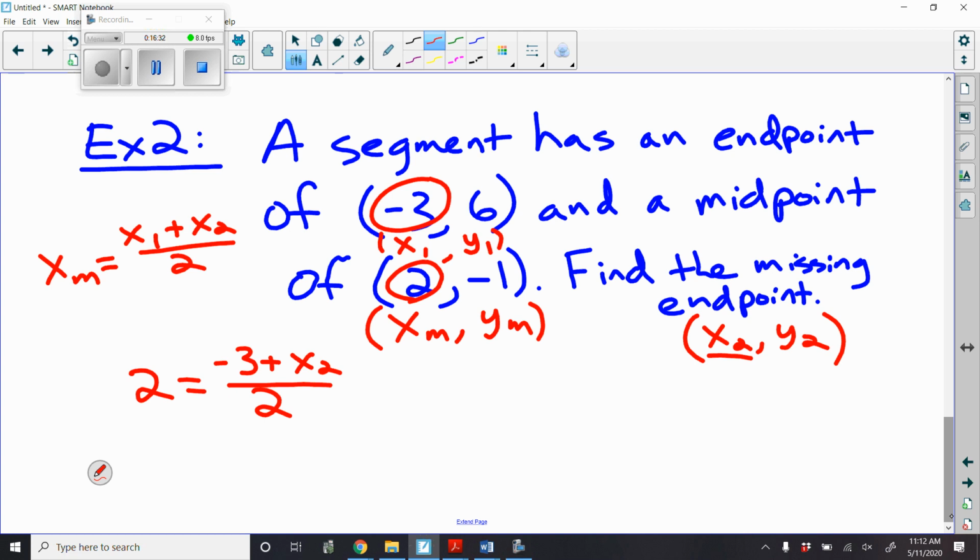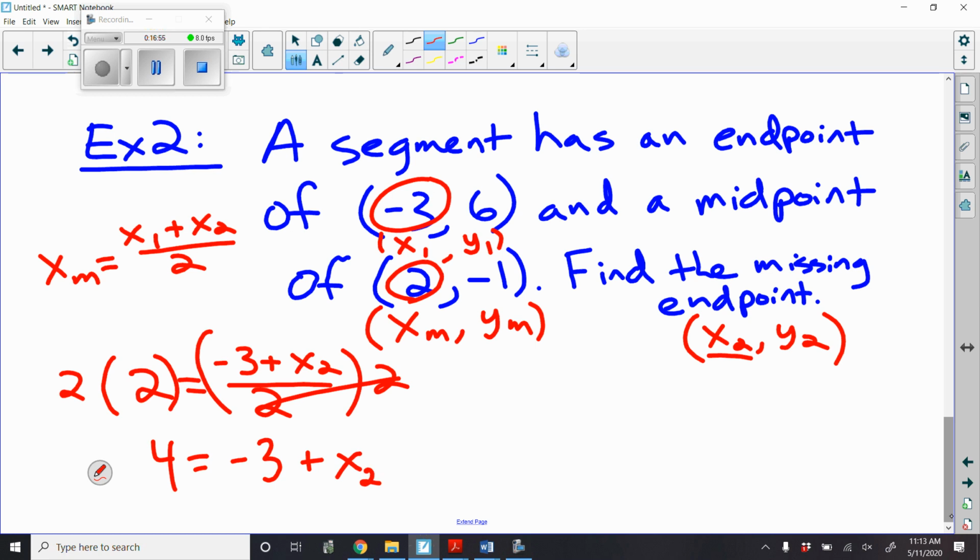Now you guys can solve this equation very simply, but you have to understand that our unknown here is x2 instead of xm, like in example 1. So first thing I'm going to do is multiply both sides by 2. Cancel. And I'm going to get 4 equals -3 plus x sub 2. And then I'm just going to solve for x sub 2 by adding 3 to get rid of it. So I know x sub 2 is equal to 4 plus 3, which is 7.